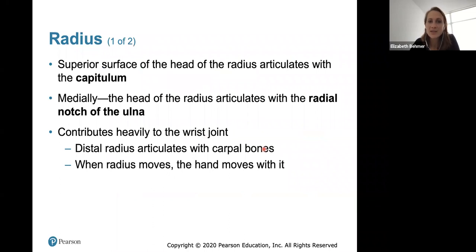The radius then, the superior surface of the head of the radius articulates with the capitulum on your humerus, and medially the head of the radius articulates with the radial notch of the ulna. It contributes heavily to the wrist joint because the distal part of the radius articulates or touches your carpal bones, or your wrist bones. So when the radius moves, your hand will move with it.